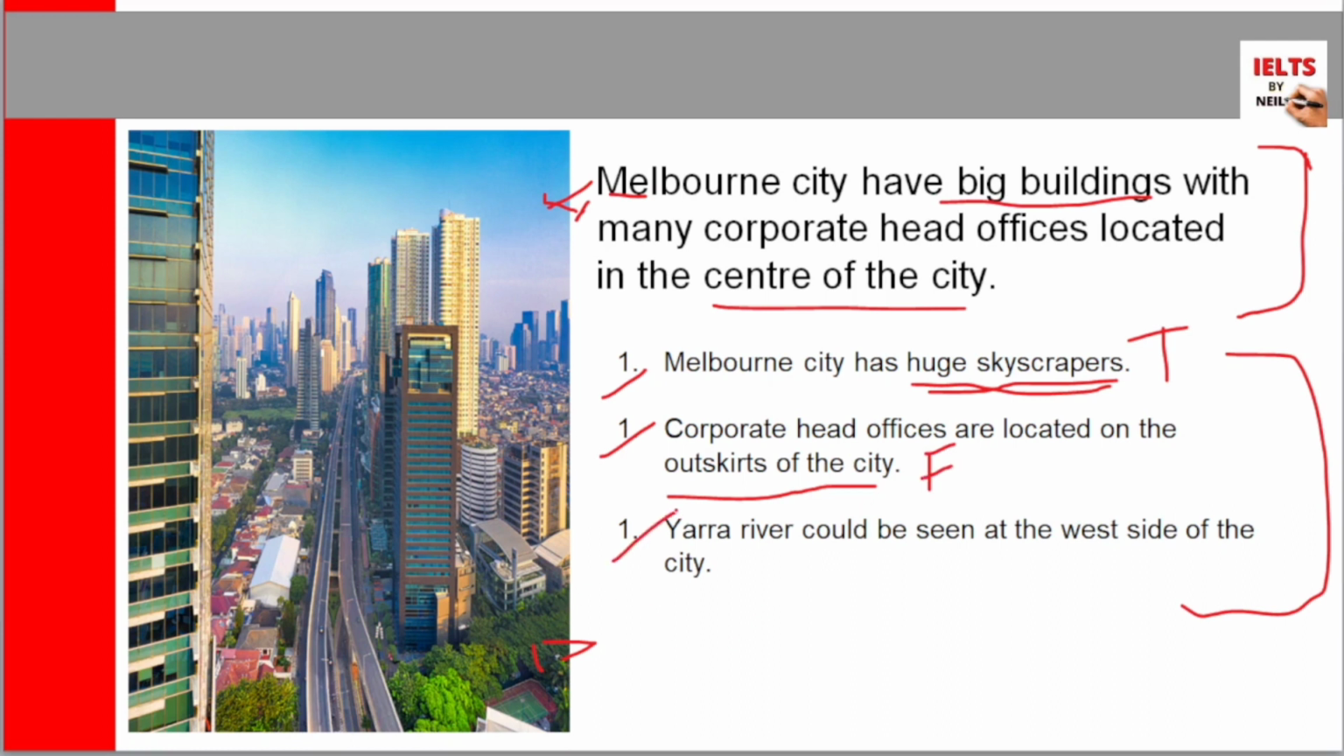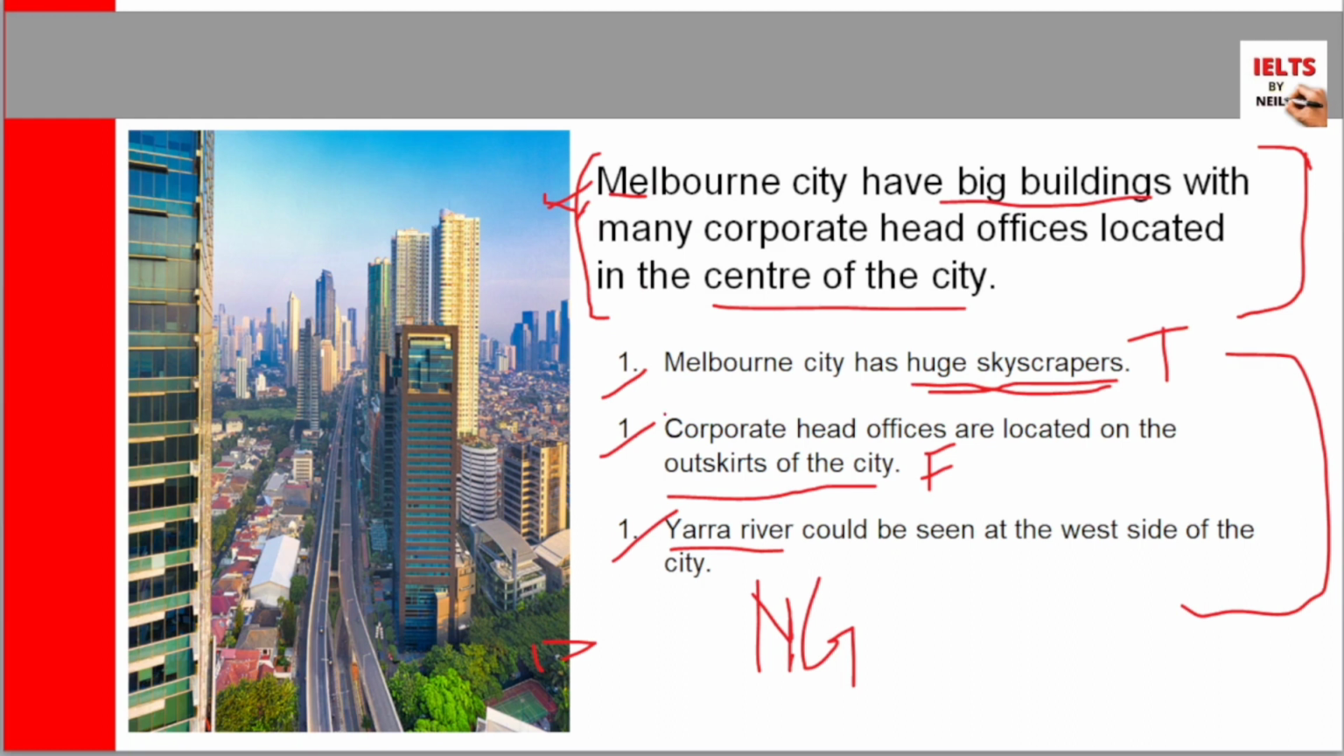Moving on, the next one is, the Yarra River could be seen on the west side of the city. Yarra is the name of the river in Melbourne, just so you know. As we can see from the text, there is nothing mentioned about the river, or which side of the city it is located on. So if there's nothing mentioned about the information in the question, then obviously the answer has to be not given, right?